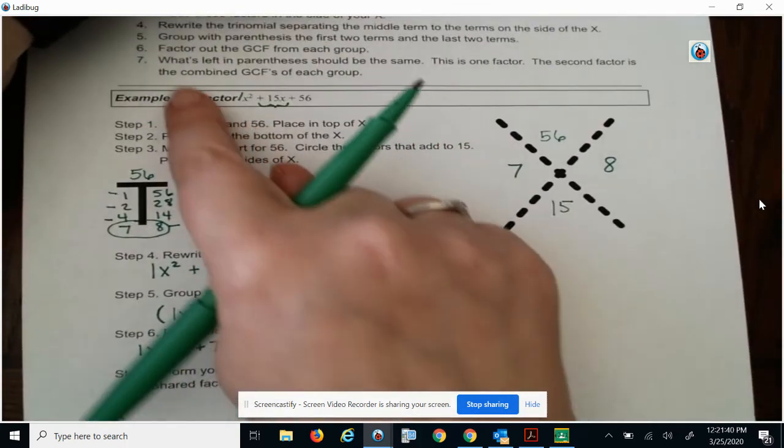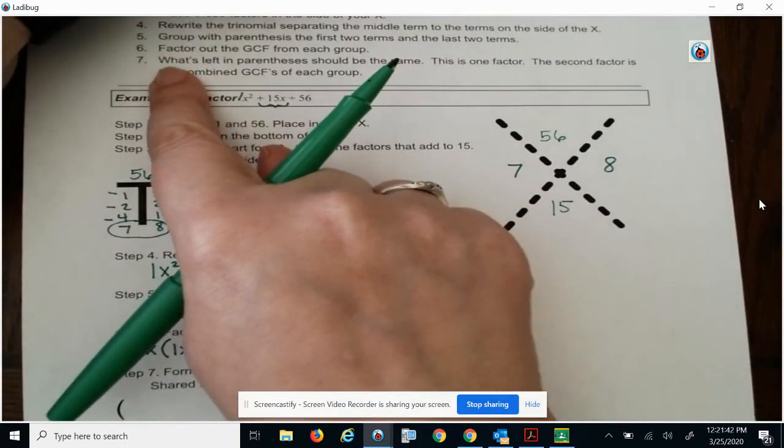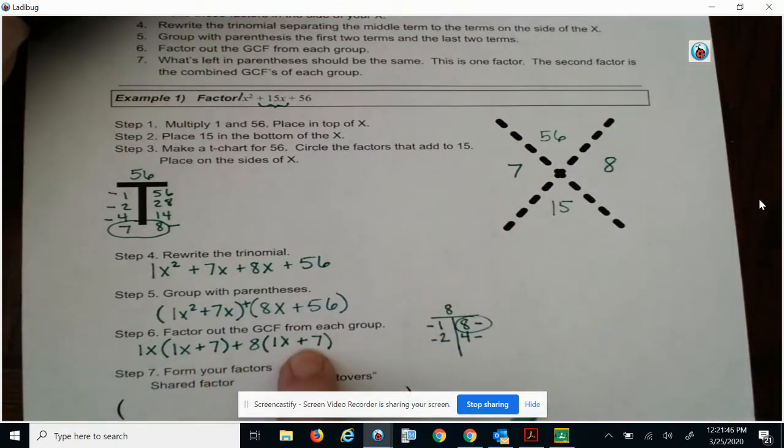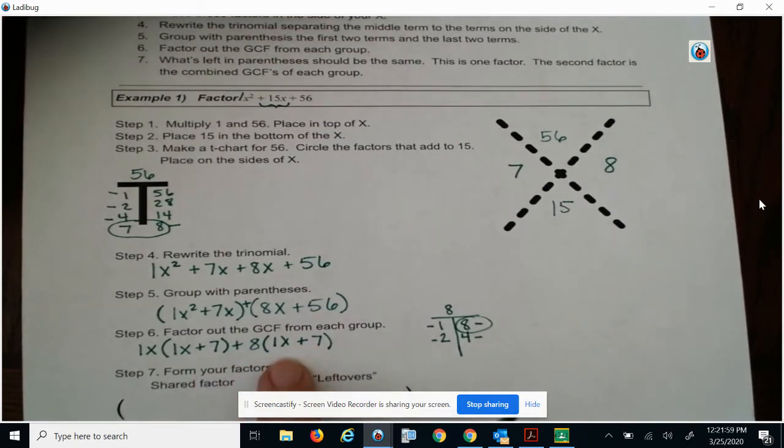Step 7, what's left in the parentheses should be the same, and they are the same. So we know we didn't make a mistake yet. If these are not the same, you need to go back and check your work, see if you made a mistake. If you can't find the mistake, or you know for sure there's not a mistake, then this trinomial cannot be factored.